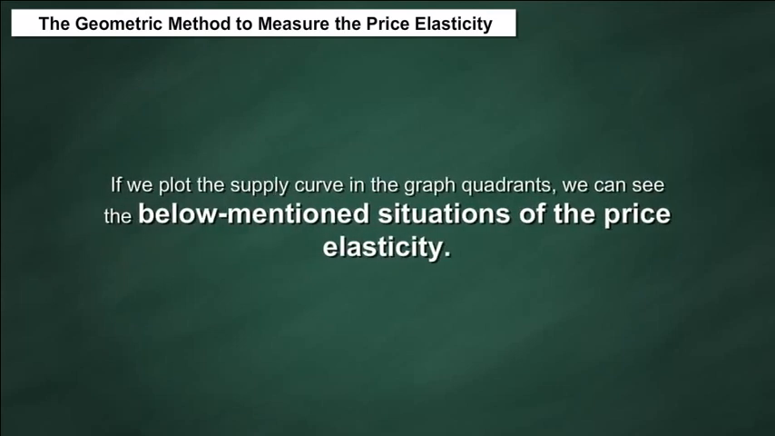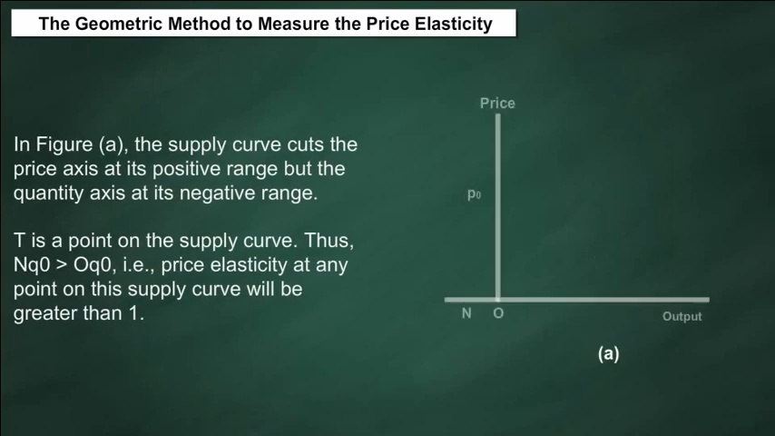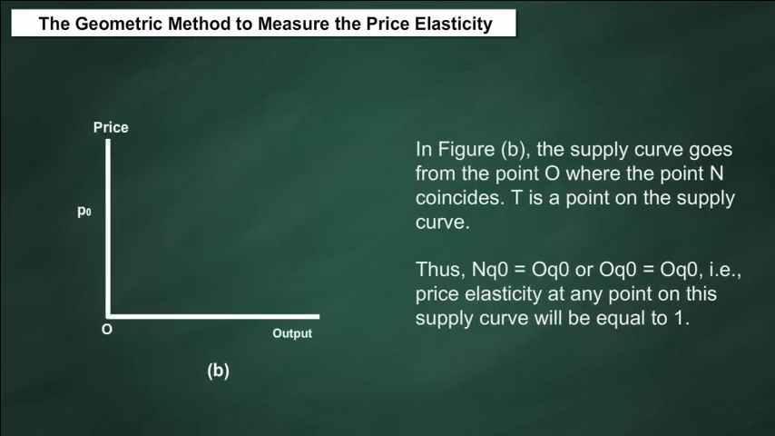If we plot the supply curve in the graph quadrants, we can see the below mentioned situations of the price elasticity. In figure A, the supply curve cuts the price axis at its positive range, but the quantity axis at its negative range. T is a point on the supply curve. Thus, NQ0 is greater than OQ0, that is, price elasticity at any point on this supply curve will be greater than 1. In figure B, this supply curve goes from point O where the point N coincides. T is a point on the supply curve.